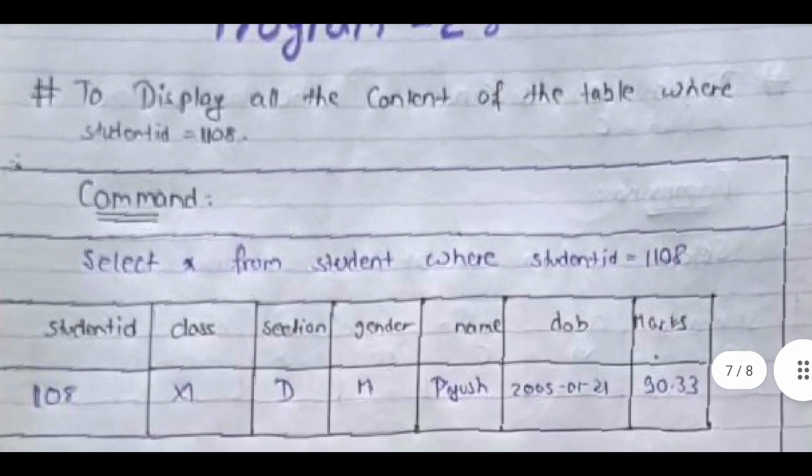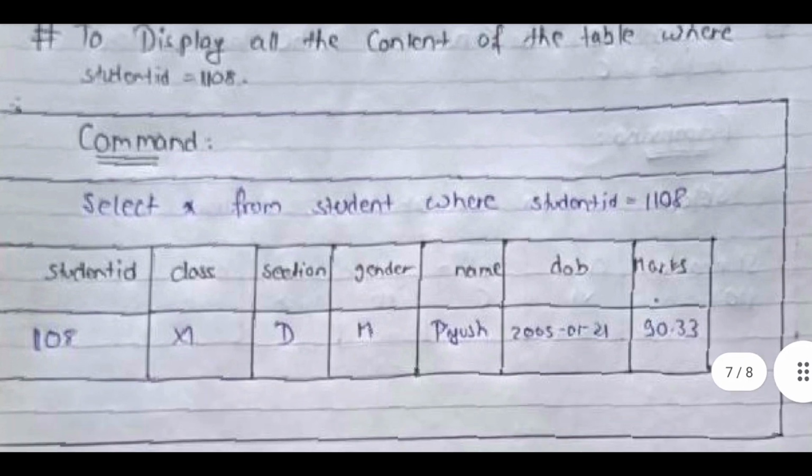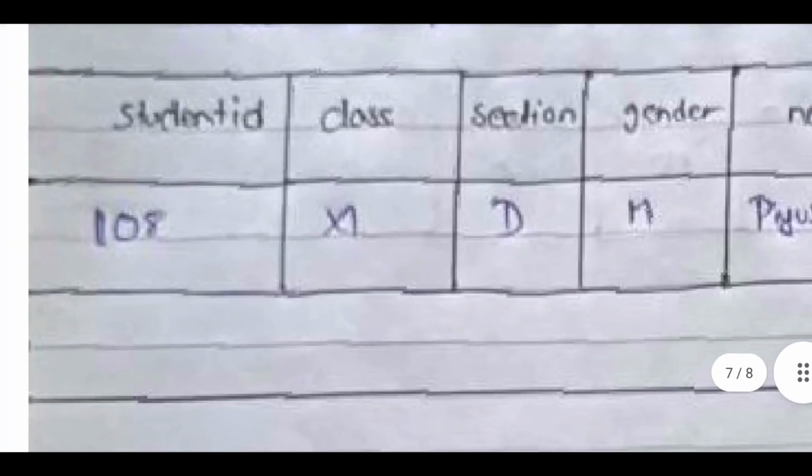To display all the content of the table where student ID is equal to 1108. So the number is 1108.